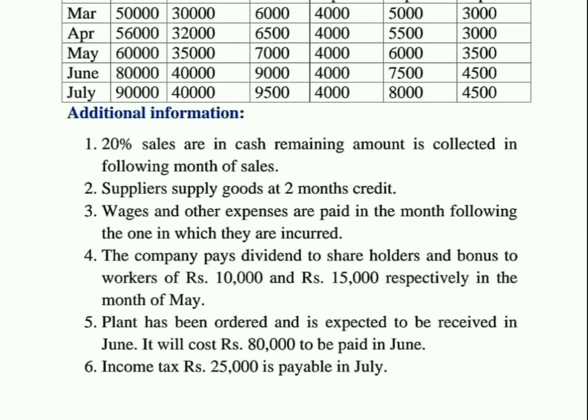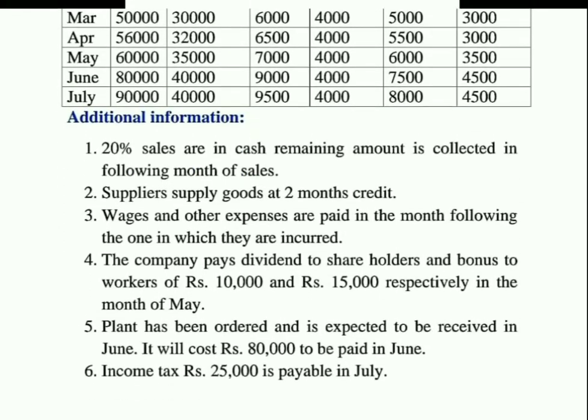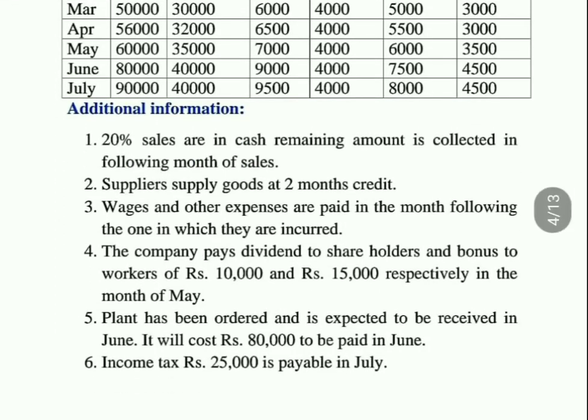And next, fifth point, plant has been ordered and is expected to be received in June. It will cost rupees 80,000 to be paid in June. So we have ordered the plant, and it is expected to arrive in June. The cost of the plant is 80,000, and the amount should be paid in the month of June.